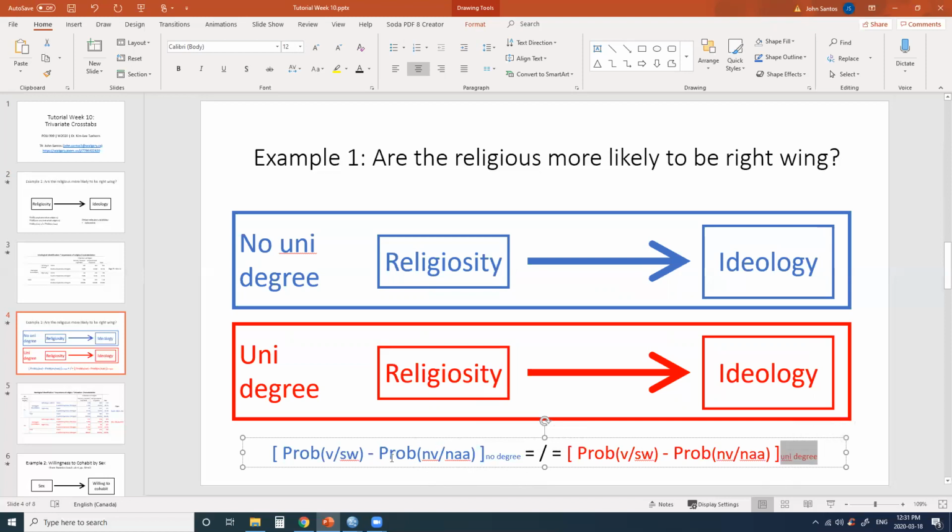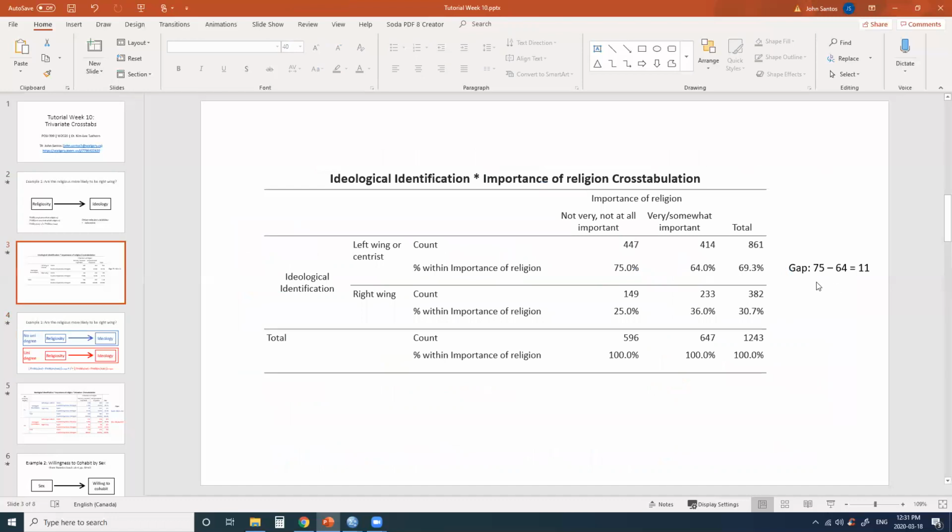So there's a difference between the differences, right? And so the probabilities associated with each category of the independent variable are different depending on the category of the control variable, right? Or the moderator variable. So these two probabilities that we use to calculate the relationship between X and Y are different at categories of Z, right? And that's why if we go back to the crosstab, the gap here is 11 points, right?